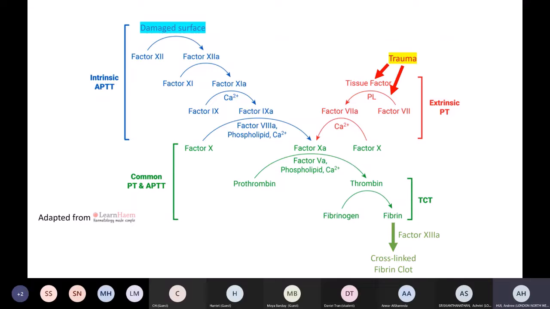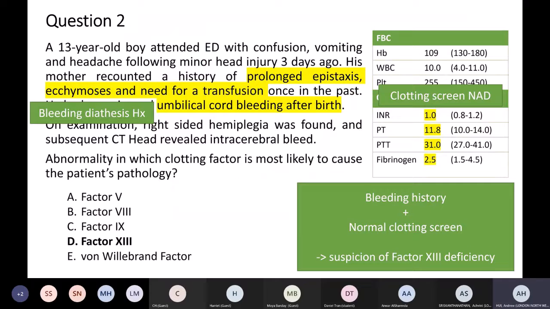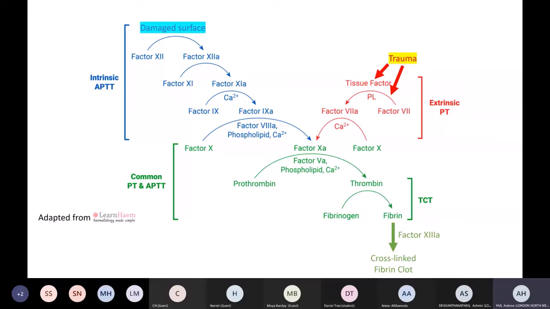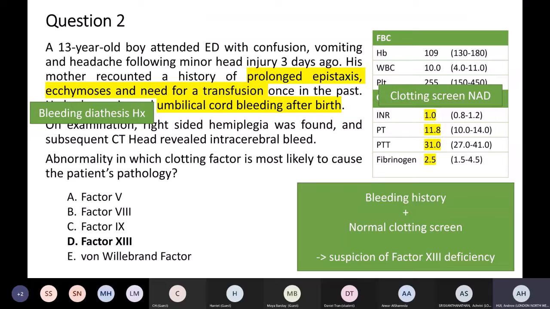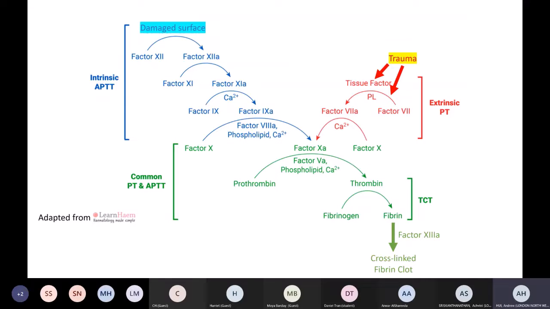So the answers that we got were some B's and an E. B is factor 8. Factor 8 causes hemophilia. Now think about it, factor 8 is on the intrinsic side, so what we would expect it to cause is a prolonged APTT. There's also E, von Willebrand factor, and interestingly, von Willebrand factor usually causes a prolonged APTT as well in deficiency, especially in SBAs. That's because it binds to factor 8 and prevents its degradation.